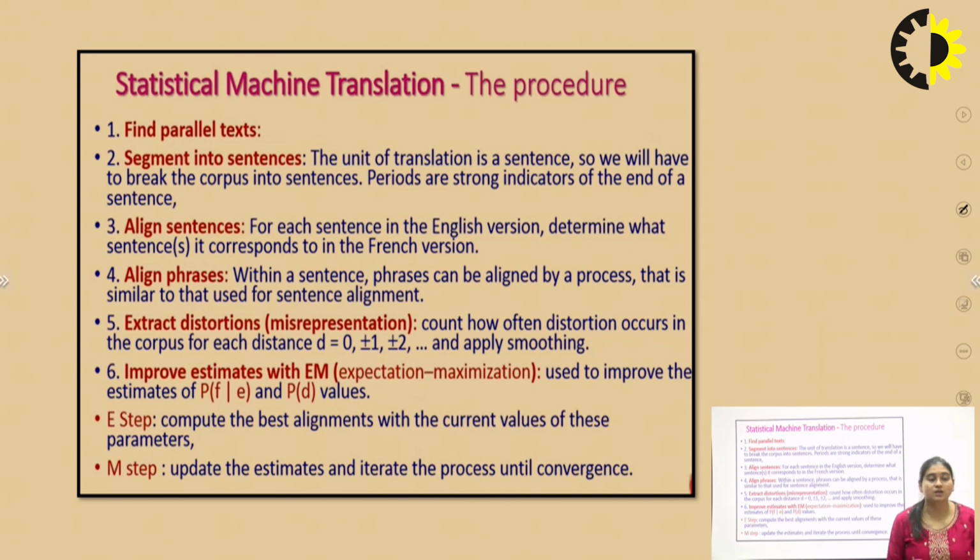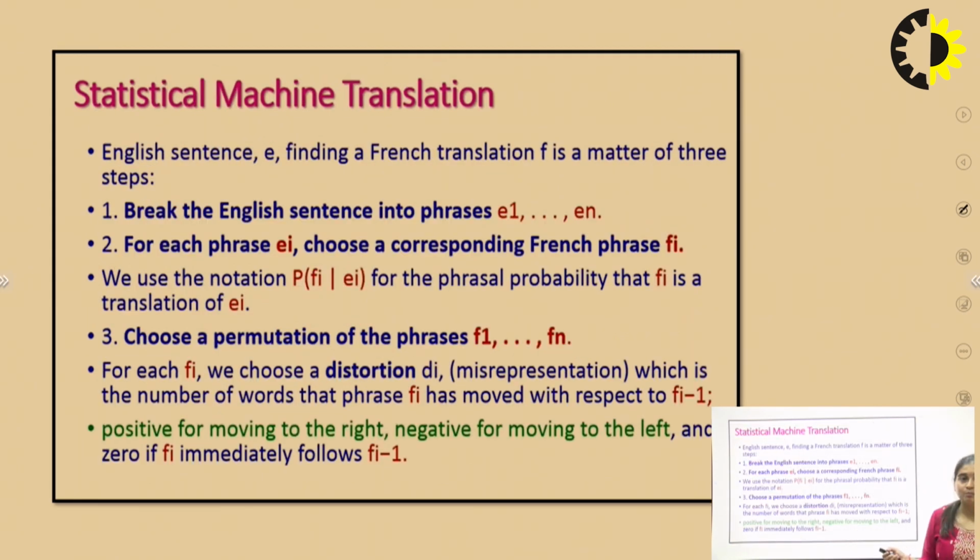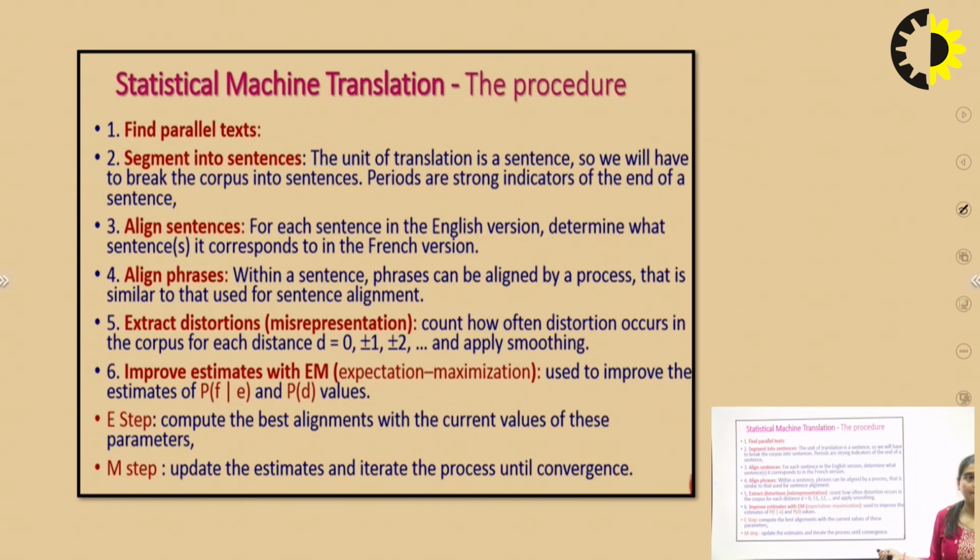Sixth is improve the estimates with EM. EM is expectation maximization, an algorithm. We use it to improve the estimates of P(F|E) and P(D) values. As you have studied, P(Fi|Ei) is the phrasal probability that Fi is a translation of Ei, where Fi is a French phrase and Ei is an English phrase. The E step, the expectation step, is to compute the best alignment with the current values of these parameters. The second is the M step, where we update the estimates and iterate the process until convergence.